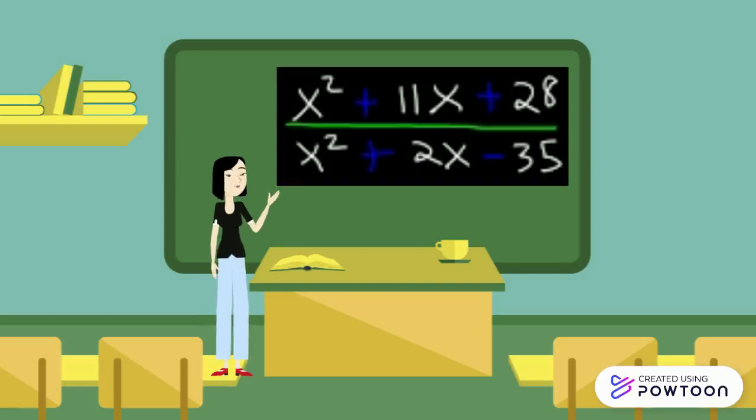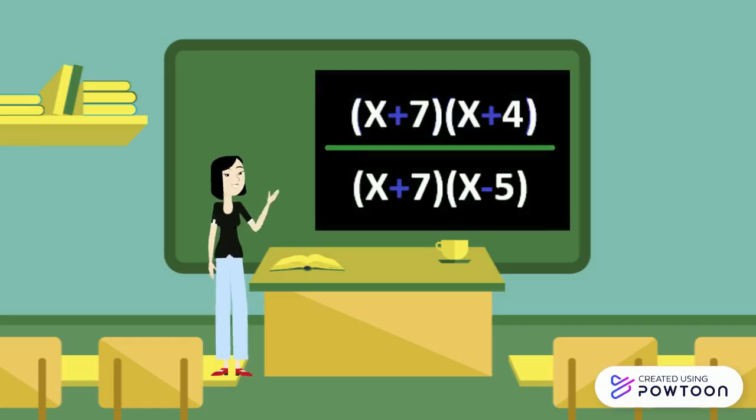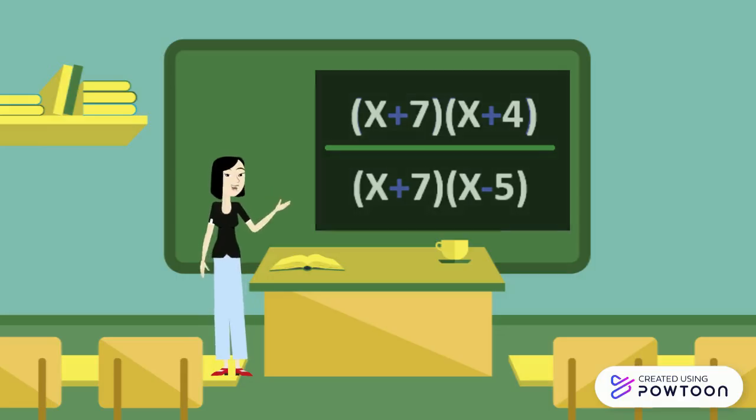If we have a trinomial, we have to check if it is a perfect square trinomial or a trinomial of the form ax squared plus bx plus c. When we have already factored both the numerator and denominator, the last thing we have to look at is if there are any equal terms, both above and below. If there are, we can cancel them.